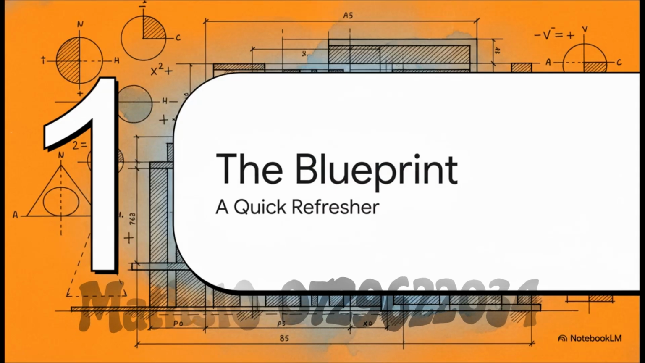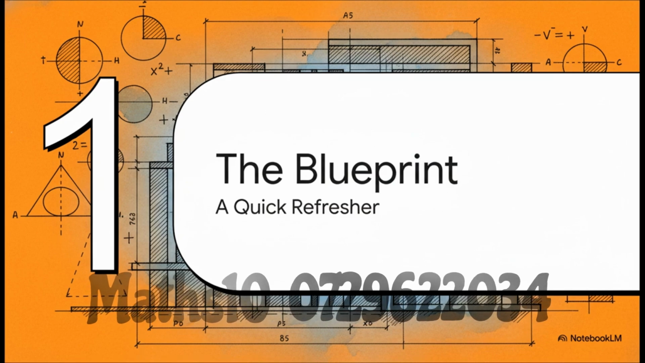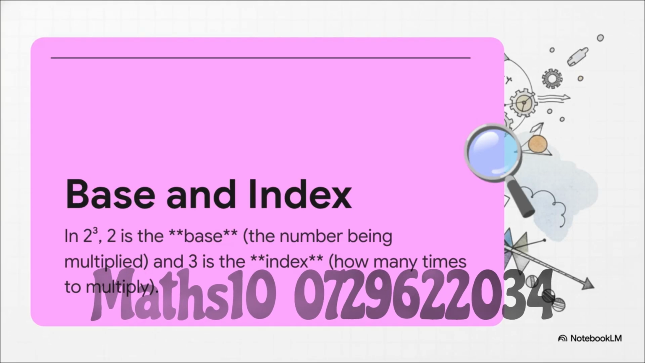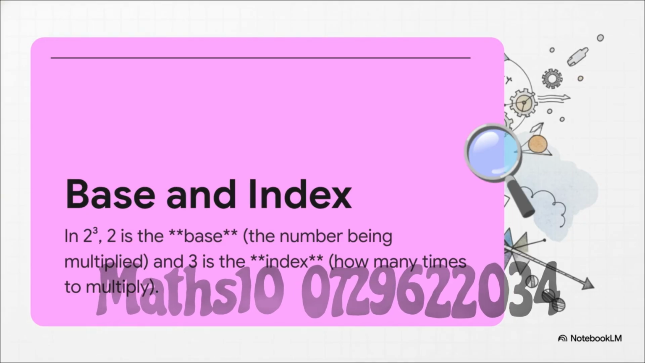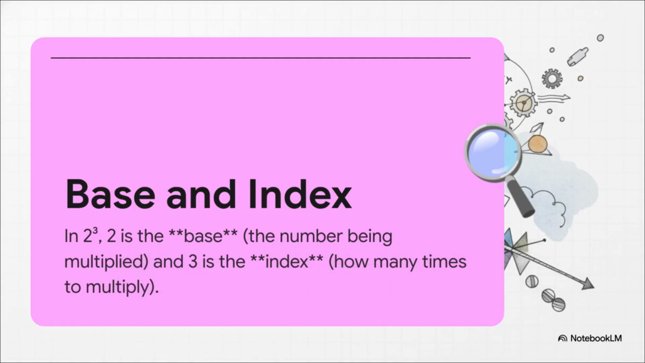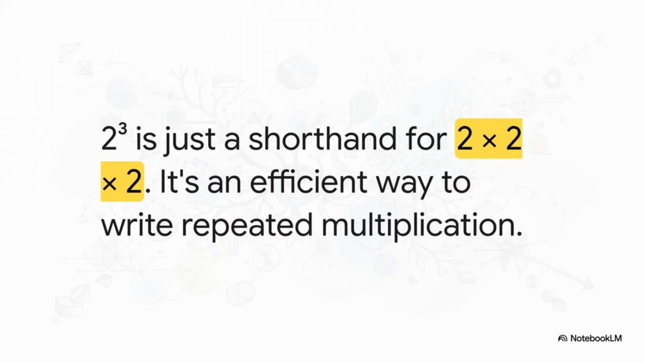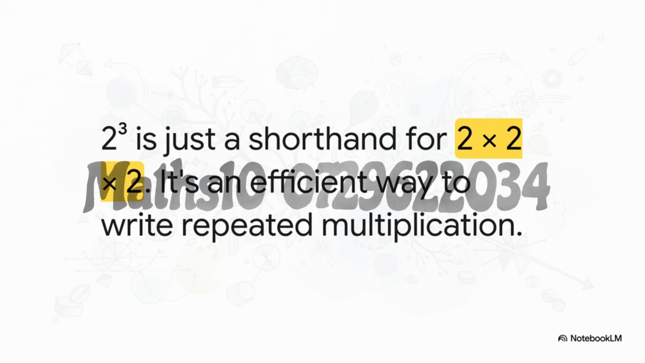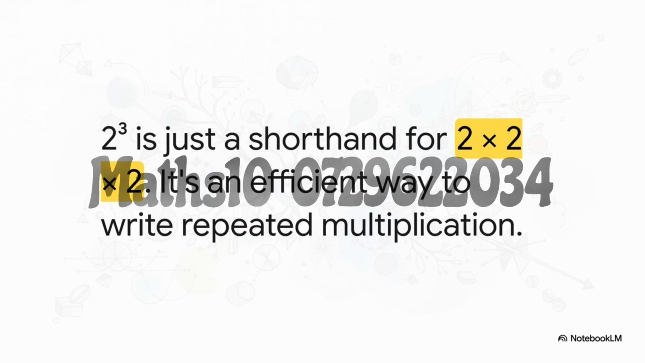But before we start building anything new, every project needs a solid blueprint. So first up, let's do a super quick refresher on the basics, just to make sure we're all on the same page. Okay, so in any power, like 2 to the power of 3, there are two key parts. You've got the base, that's the main number, the one being multiplied, and then you have the index, that little number up top telling us how many times to multiply that base by itself. Simple as that. So at the end of the day, index notation is just a really neat way to write down repeated multiplication. I mean, instead of writing out 2 times 2 times 2, we just write 2 to the power of 3. It's an efficient shorthand, and that's the core idea we're going to be building on.